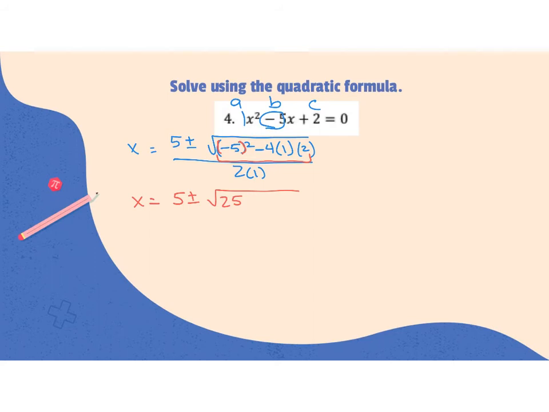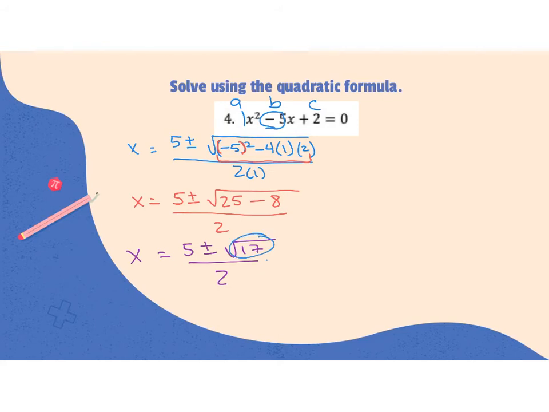That's 4 times 1 times 2, which is 8. So minus 8, all divided by 2. This time it is a minus 8 because there's only one negative there. So then I have 5 plus or minus 25 minus 8, which is 17, all divided by 2. So take the square root of 17 in your calculator.